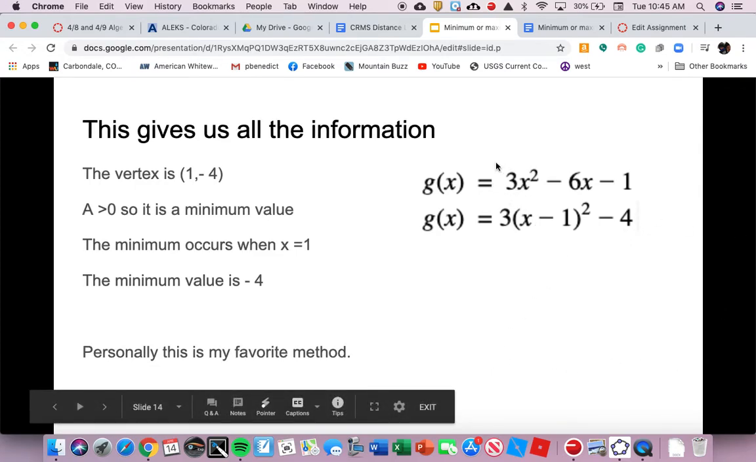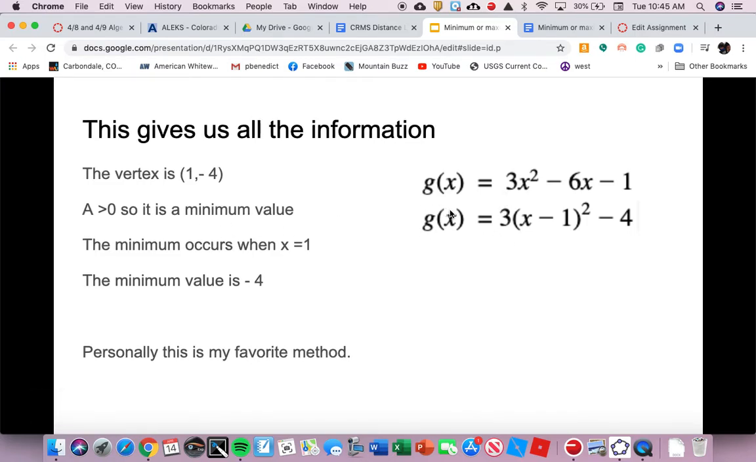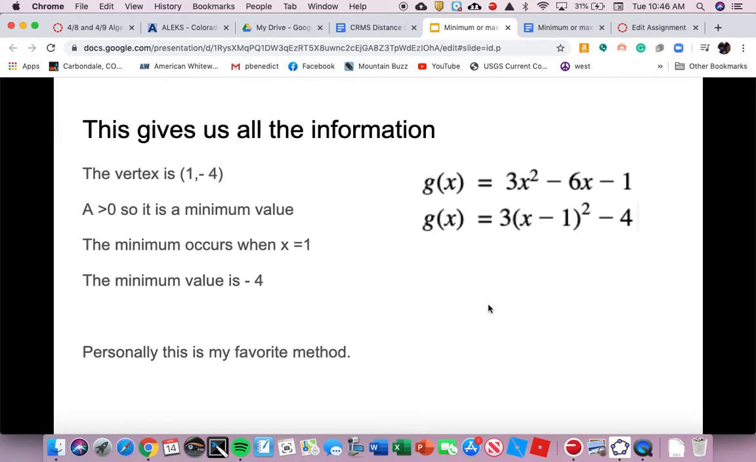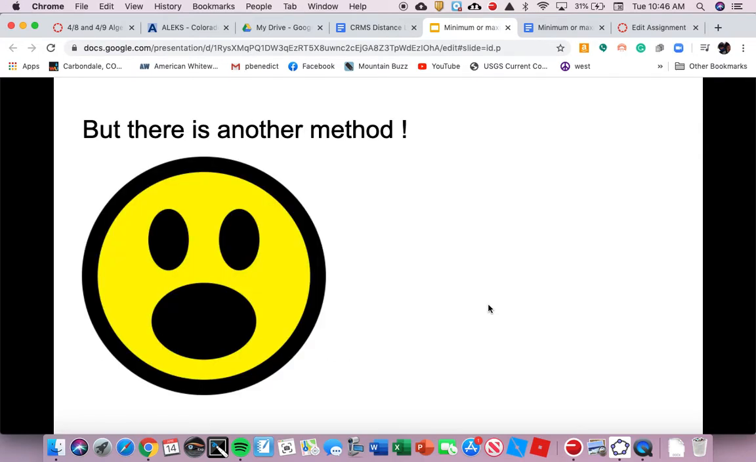So my a value there, the 3, tells me that you have a minimum value. The equation faces up. The minimum value occurs when x equals 1, and that minimum value is negative 4. Personally, this is my favorite method because it kind of does it all at once, and I'm quick at it. But there's another method.